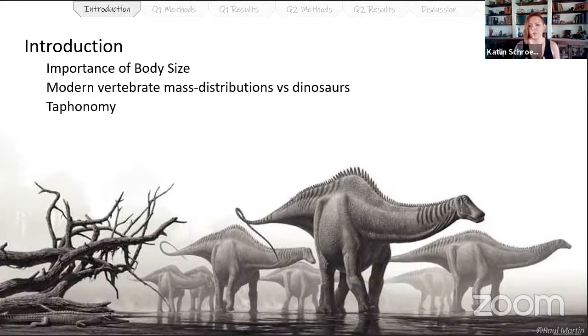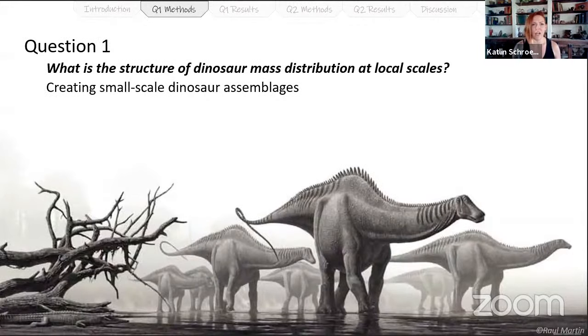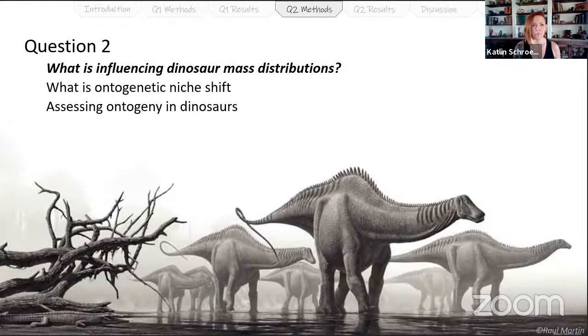And so for the rest of this presentation, when I say dinosaurs, I am referring to non-avian. So no birds for this talk. And then after we talk about that, we'll discuss a little bit of the effect of taphonomy on the fossil record and how that applies to body size. That will bring us to our first question regarding what local scale or small scale body size distributions of dinosaurs look like and what they tell us about dinosaur ecology.